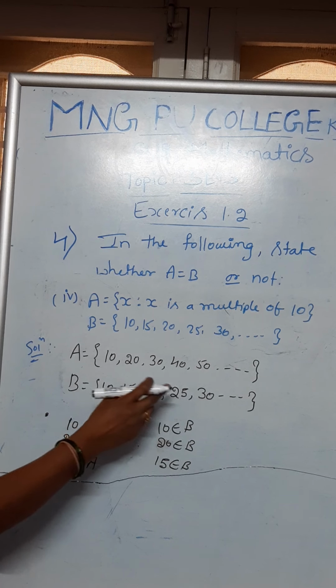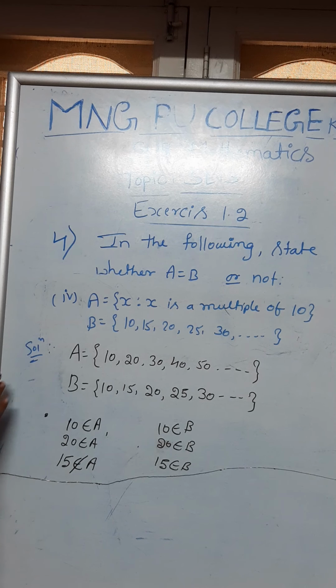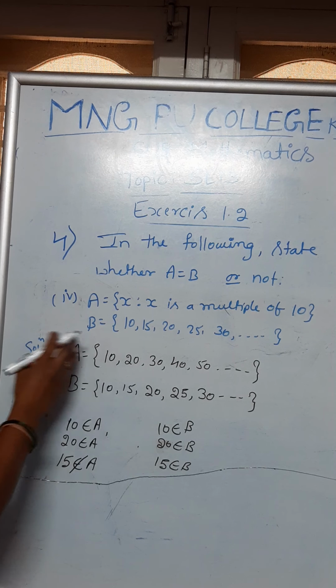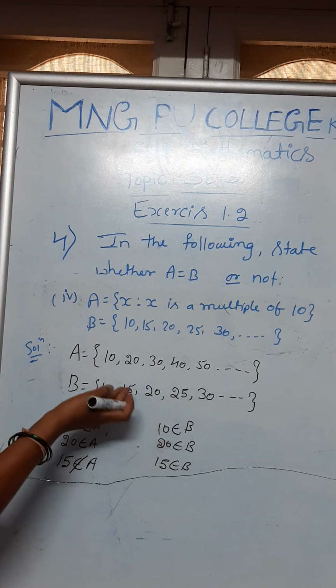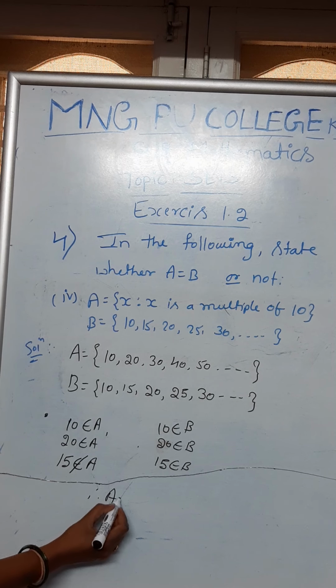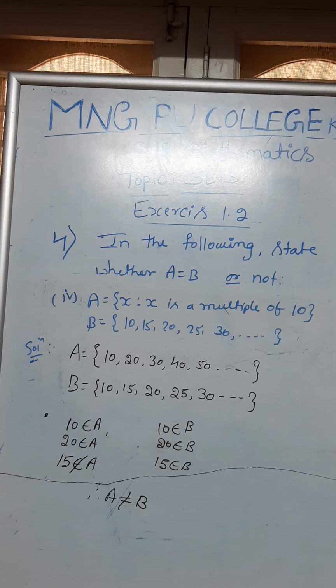So 10, 20, 30 are there, but elements like 15, 25, 35 are not in set A. If 15 is an element of set B but not an element of set A, there are different elements in both sets. Therefore these sets are not equal sets. These sets are unequal sets. 15 is an element of B, but 15 is not there in set A. Therefore it is unequal sets.